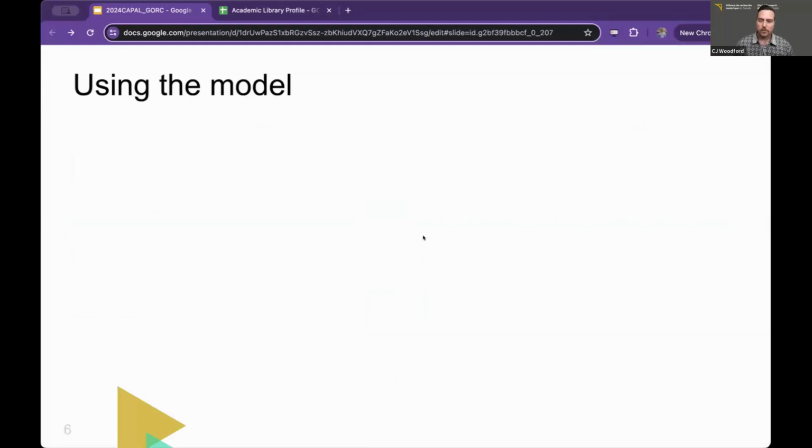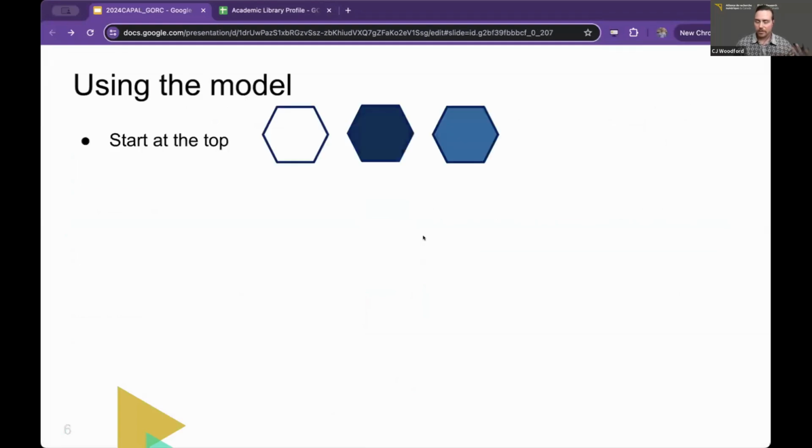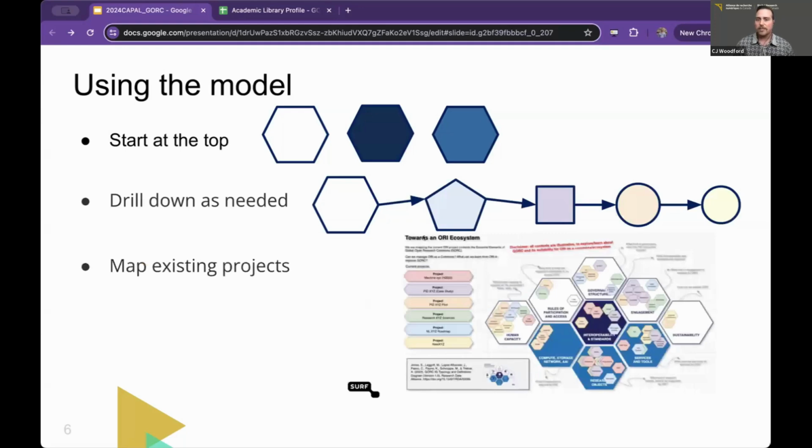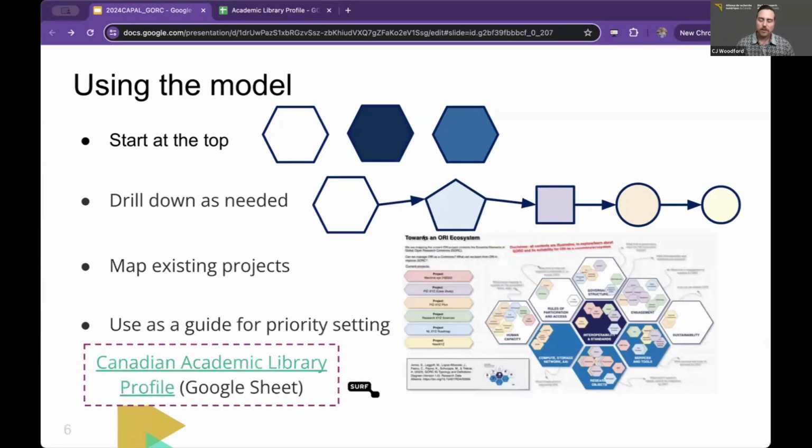So how we recommend using the model: start at the top, look at the essential elements, and dig down into the specific items as you have progressing discussions with leadership or your staff. Map your existing projects to see where you're already succeeding and can fit together with other service providers, or where you might have gaps that you want to fill that your researchers need. And you can use it as a guide for priority setting. I have a profile I'm going to show you very quickly that is specifically made for the Canadian academic library landscape, and it's open for comment as well, because we're interested in getting feedback.